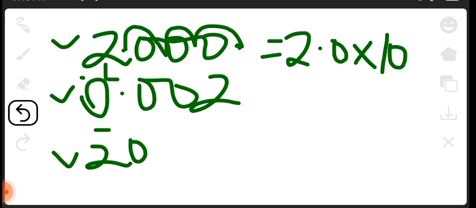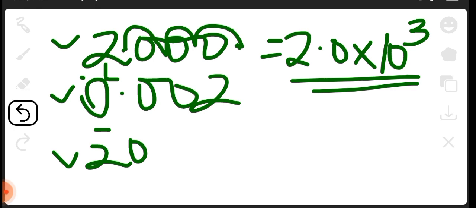If you move the decimal point backward, the power will be positive. If you move the decimal point forward, the power will be negative. Just take note of that. So we are moving it backward now, 1, 2, 3, so it will be times 10 raised to power 3. This is the standard form of the first one.